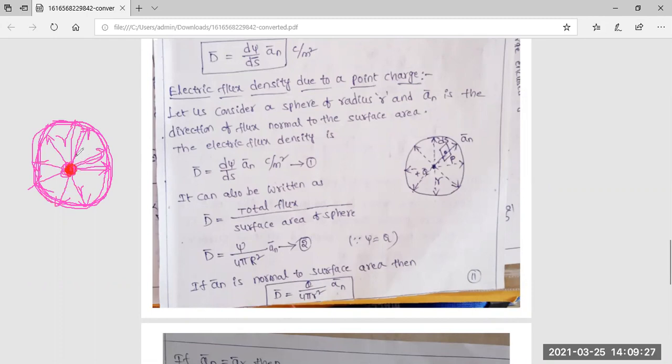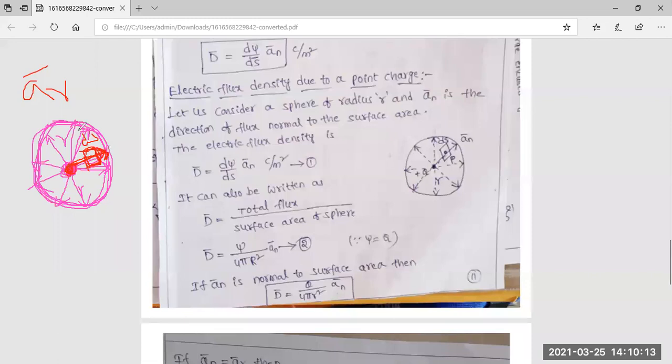Then this radial direction vector is ar bar, the radial direction vector. I can place here a differential surface area ds. This differential surface area ds is normal, and the electric flux lines pass through it. The direction of the electric flux lines is normal to the differential surface area ds. Normal means perpendicular; it makes an angle of 90 degrees.